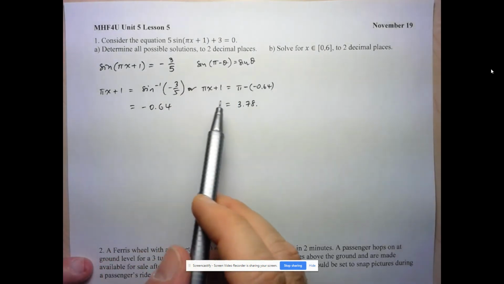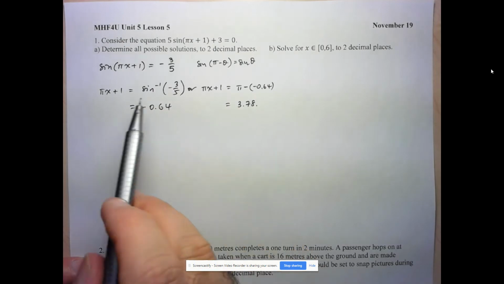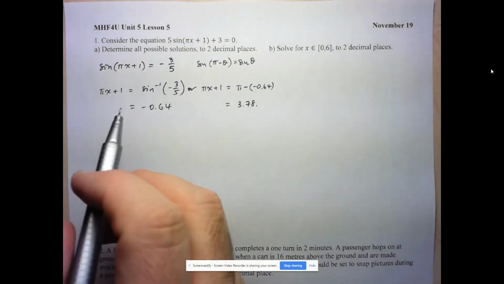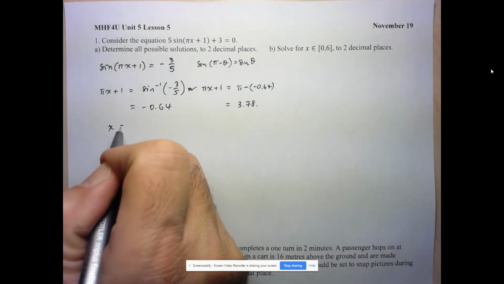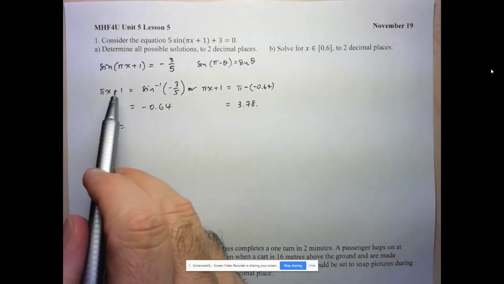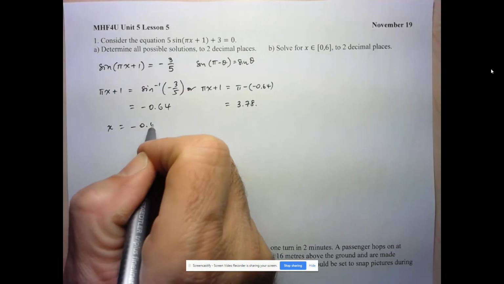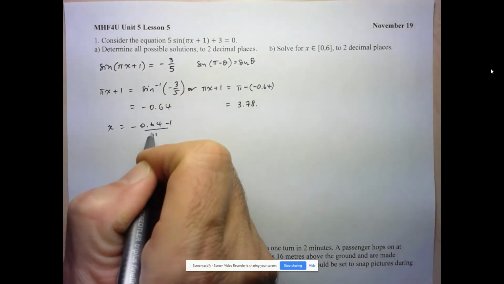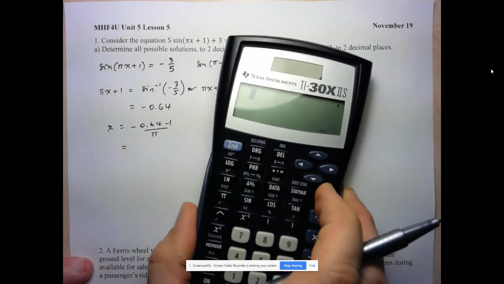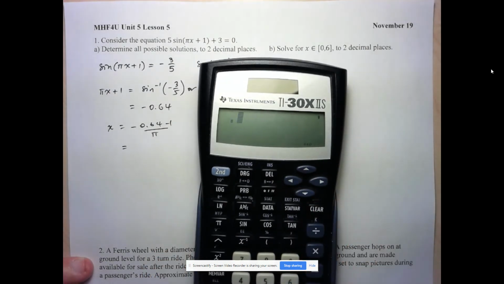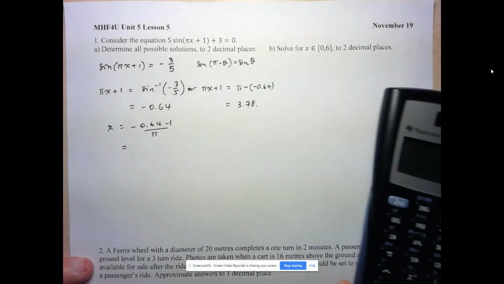Now that we have these two possible values for pi x plus 1, I'm going to solve for x. Solving for x just means that we're subtracting 1, dividing by pi. So negative 0.64 minus 1, then divided by pi. And that gives us negative 0.52.